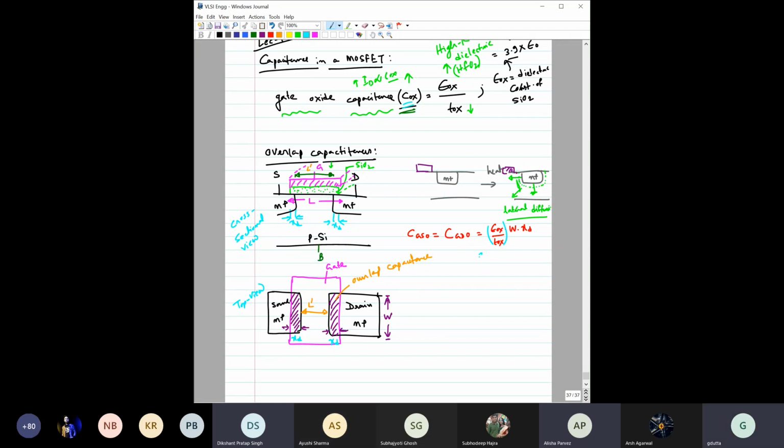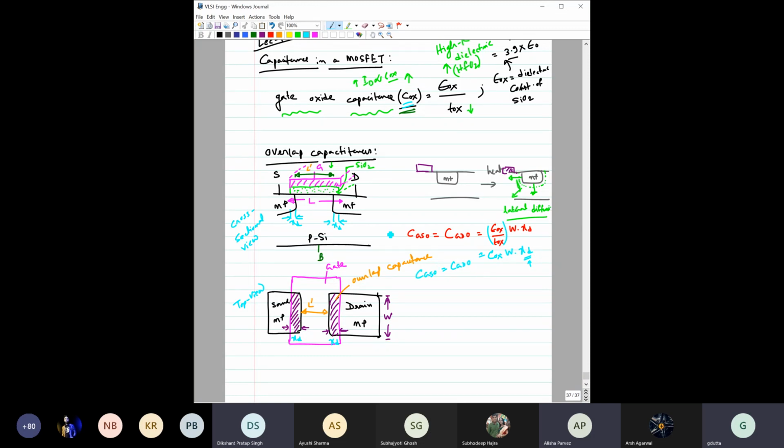So this part is COX, right? Then can we not write it as COX W into XD? So you can see this CGS naught, the gate to source overlap capacitance, or the gate to drain overlap capacitance, can be written simply if we know COX and XD. Width we always know, because width is what we design as a designer, but we should know the XD value. If we know XD, we can calculate the overlap capacitance.